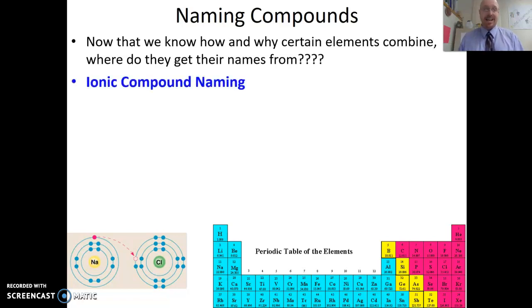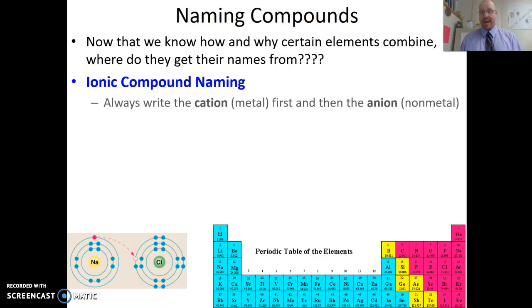The first thing we're talking about is ionic compound naming. Remember, an ion actually steals an electron, and so you have a positive, which is the cation, and a negative, which is the anion. And they join first. And when we name them, we always put the cation first. So the cation goes first, and then the anion, which is typically your nonmetal, comes last.